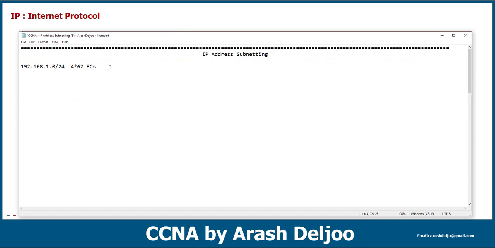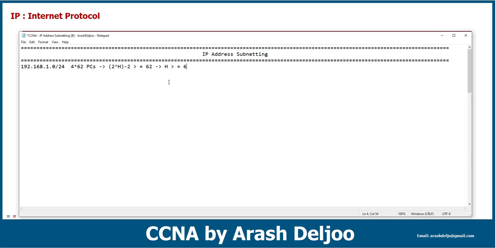Let me start with identifying the requirement. You know that we need 4 networks. In each network we have 62 hosts. Because of that, you know the formula, such as in the previous scenario: 2 to the power of h minus 2 should be greater than or equal to 62. With this formula we can find the number of host bits that we need. Here, as you know, we have these results. The host bits that we need should be greater than or equal to 6. This is the host bits requirement.